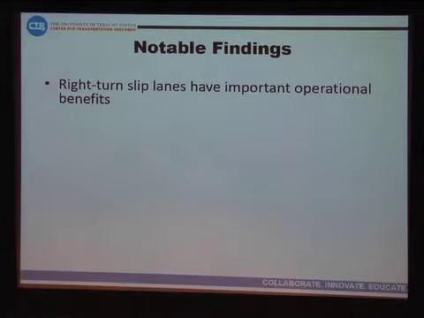As far as some of the notable findings from the literature review, first and foremost are the benefits associated with right turn slip lanes. There are a number of benefits associated with them with respect to the operation of motor vehicles, but also with respect to the safety, largely the improvement in safety with respect to the standard right turn lane, so where we don't have the channelization.